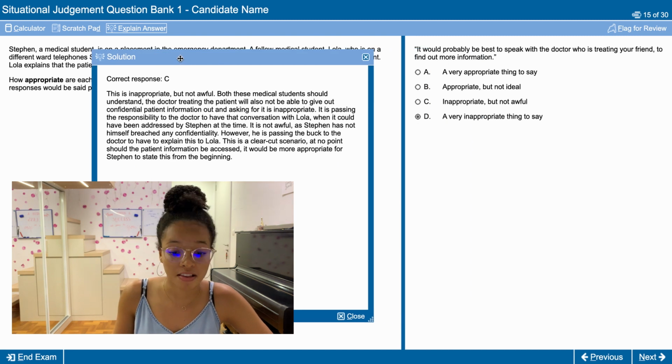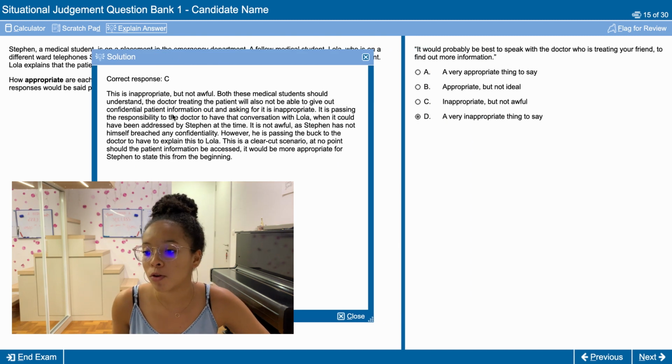Okay, they put it as a C because they say that it's inappropriate but not awful. Both these medical students should understand the doctor treating the patient will also not be able to give out patient information, and asking for it is inappropriate. It is passing the responsibility to the doctor to have the conversation with Lola, when it could have been addressed with Stefan at the time.